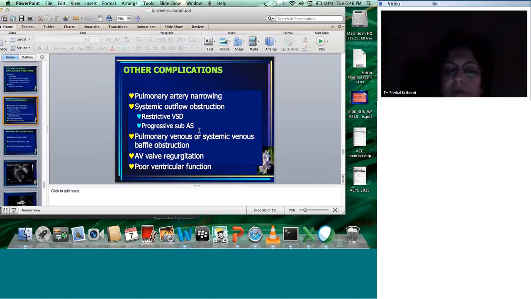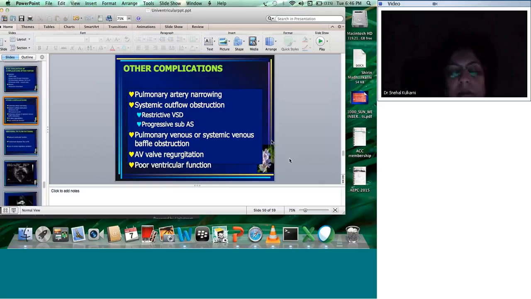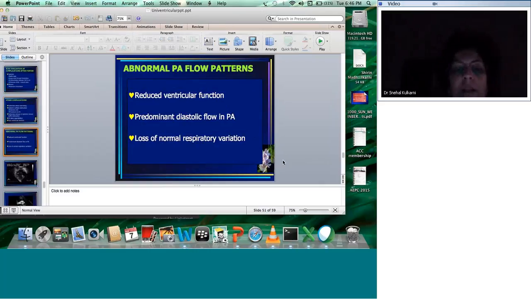Other complications which can be assessed very well on echo: pulmonary artery narrowing, systemic outflow obstruction, progressive subaortic stenosis, as we say, a restrictive bulboventricular foramen, pulmonary venous or systemic venous baffle obstruction, AV valve regurgitation, and poor ventricular function. So all these things need to be assessed in post-Fontan repairs when they come to you for a follow-up on echocardiography.